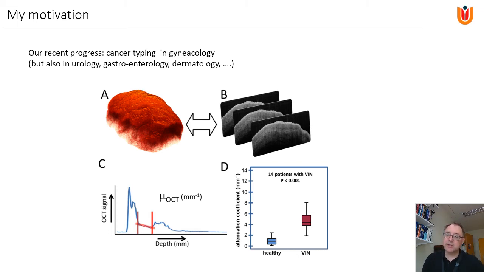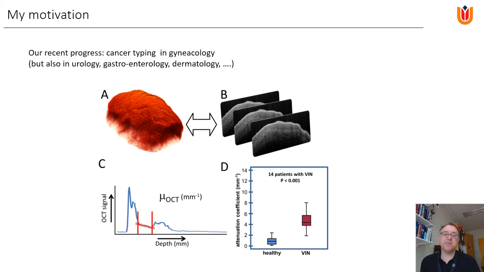We moved on to see if we could actually distinguish between different types of tissue in cancerous tissue. In panel A in the figure, you can see a 3D rendering of a piece of tissue that is suspected for cancer. In panel B, you see that same piece of tissue, but sliced up in different cross-sectional images. In panel C, from each of these cross-sectional images, we can plot the OCT signal or the reflectivity as a function of depth. And from these, we can see different regions which correspond to different tissue layers.